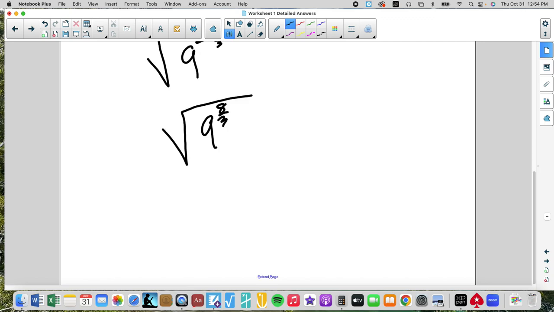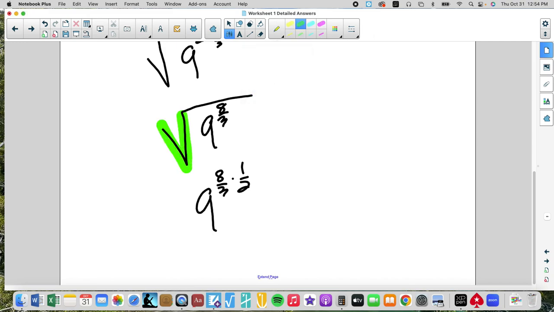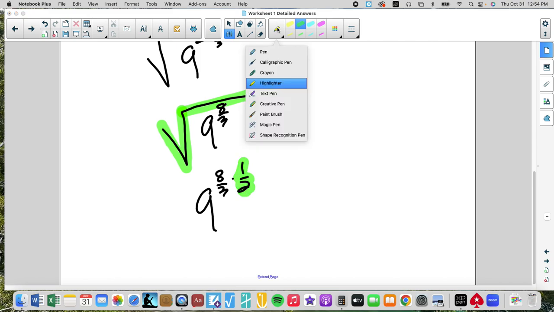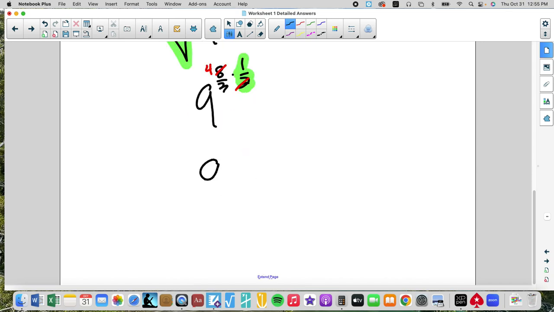Okay, and then if we take this radical, so this is going to be 9 to the 8/3 times 1/2, because that's the square root part. This gets represented by this. And now we can cross cancel, because Mr. Mac loves to cross cancel before multiplying. Oh my goodness, we still get 9 to the 4/3. Hello, come on, extend that page. 9 to the 4/3, which can be simplified, which is the cube root of 9 to the 4th.